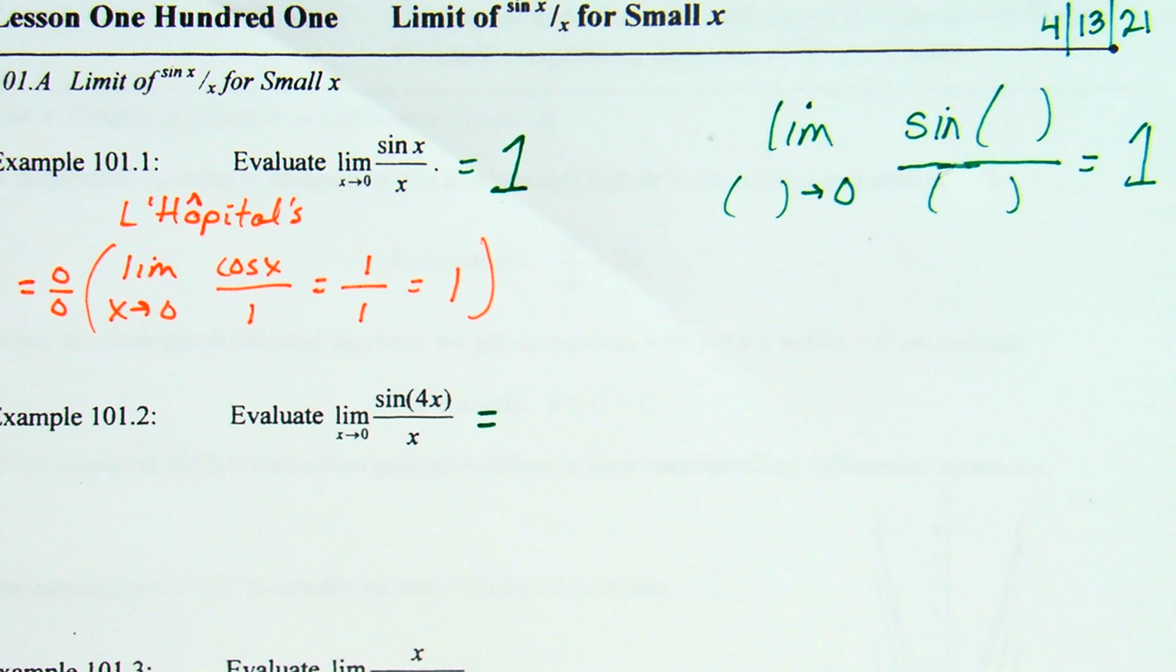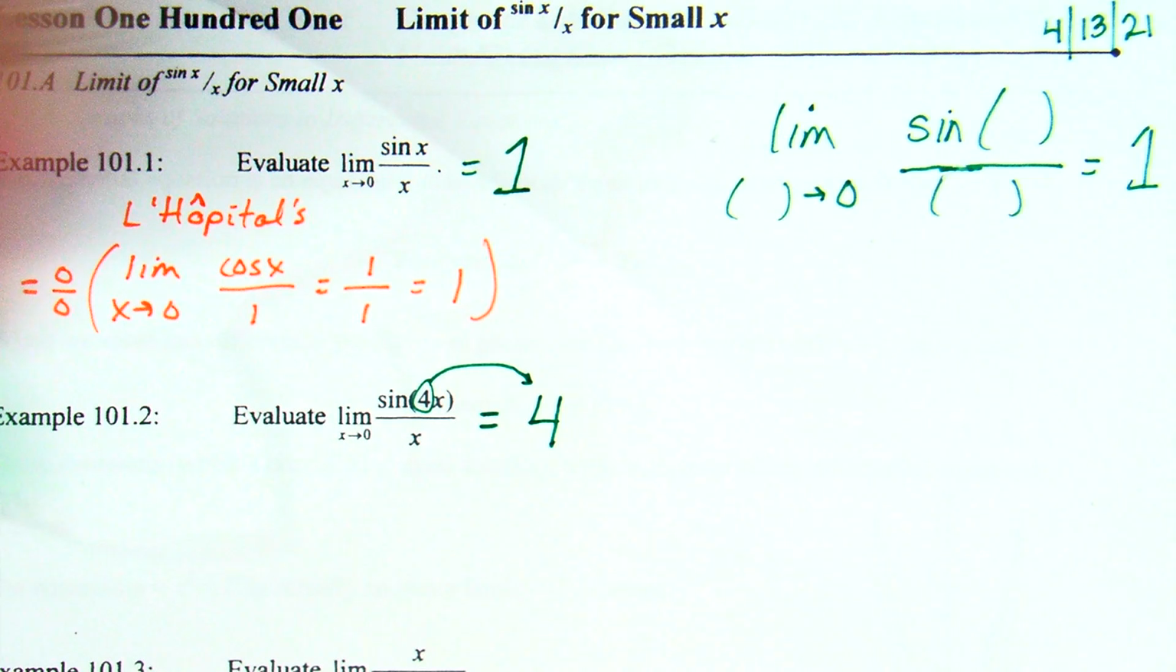Now, the idea is, why does it equal 4? Because there's this 4 in front of the x right there. Notice everything else about it, sine x over x, it's still the same idea.